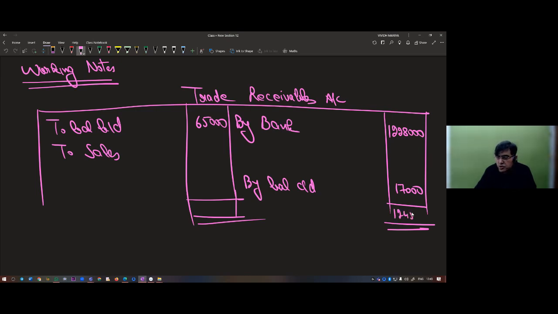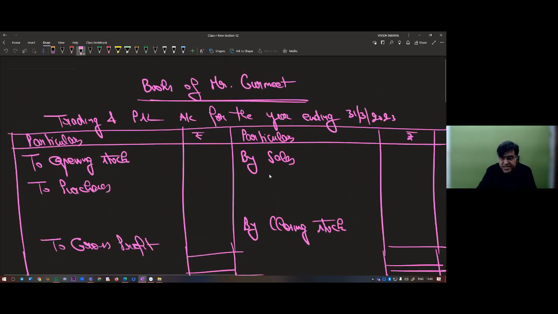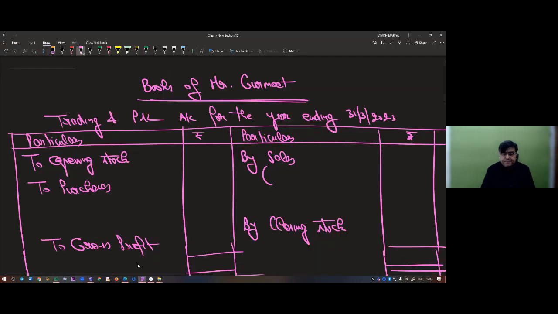1245 minus 65,000 is 1180. Now cash sale is given, credit sale is given. So the 1180. So the cash sale we have to find out. Okay.